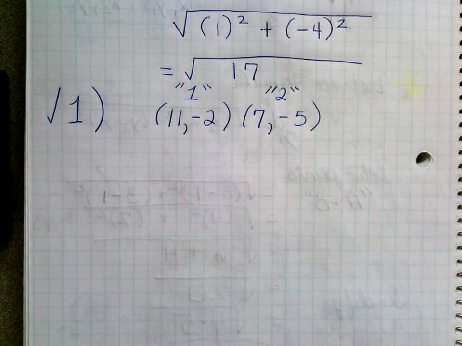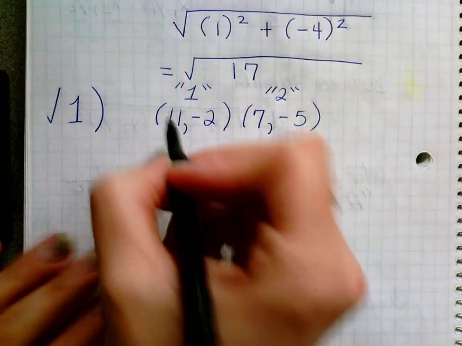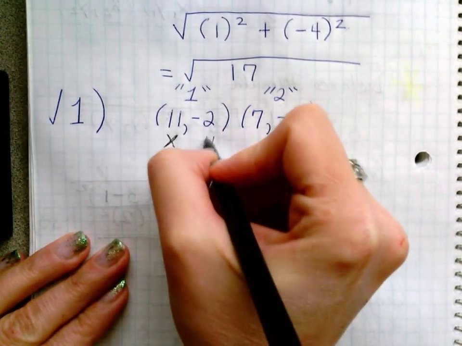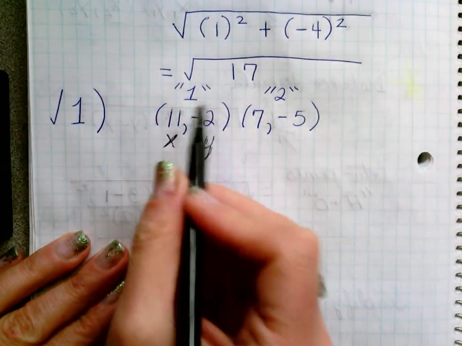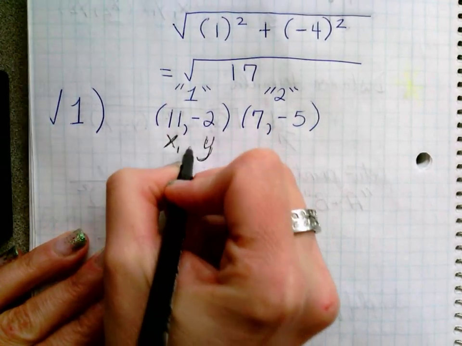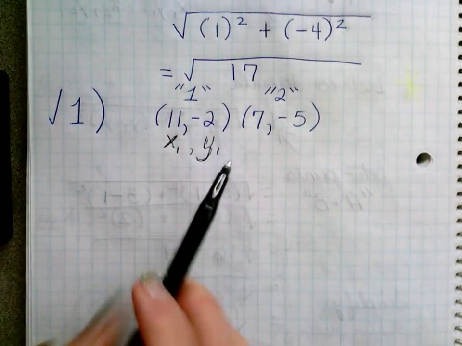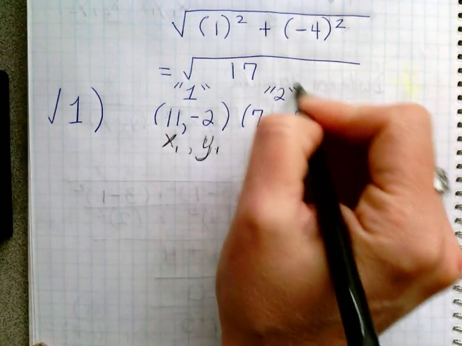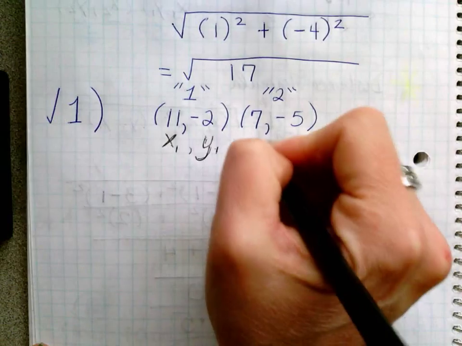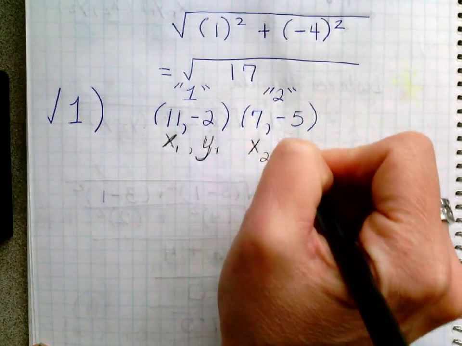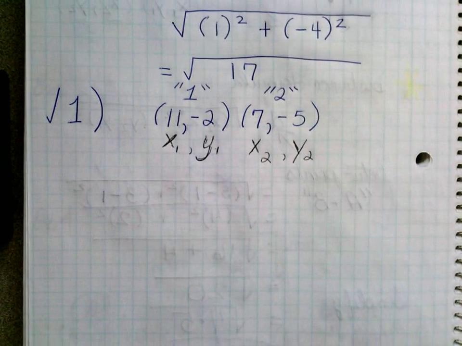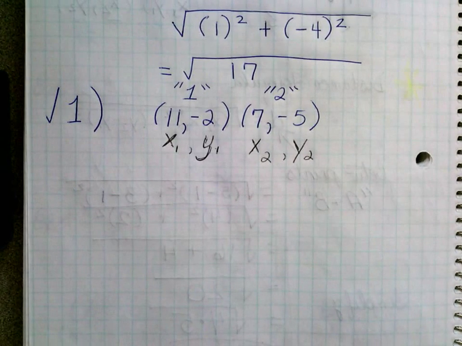Okay? So just for a real quick reminder, this is the x, right? This is the y. And since this is the first point, this is x1 and y1, just to identify it with which point it goes. Since this is the second point, this is x2 and this is y2, because this is the second point in our list. And we're finding the distance between the two.